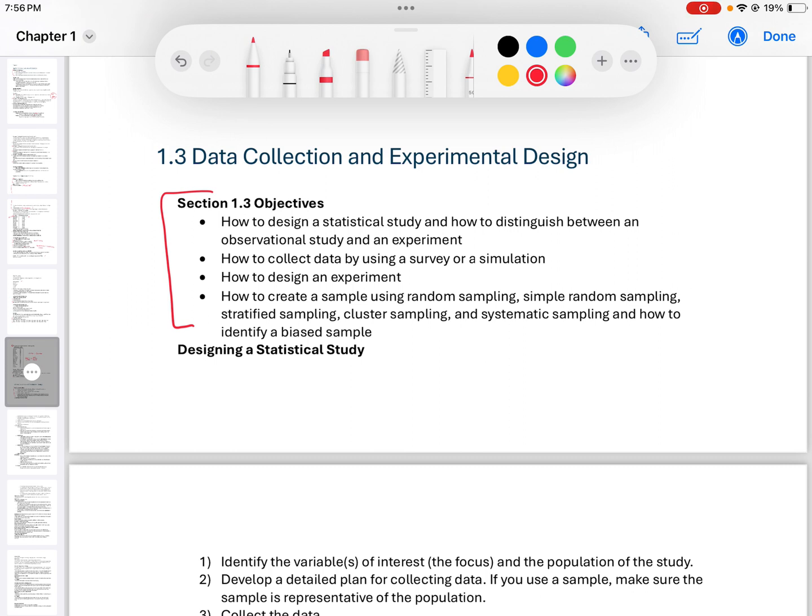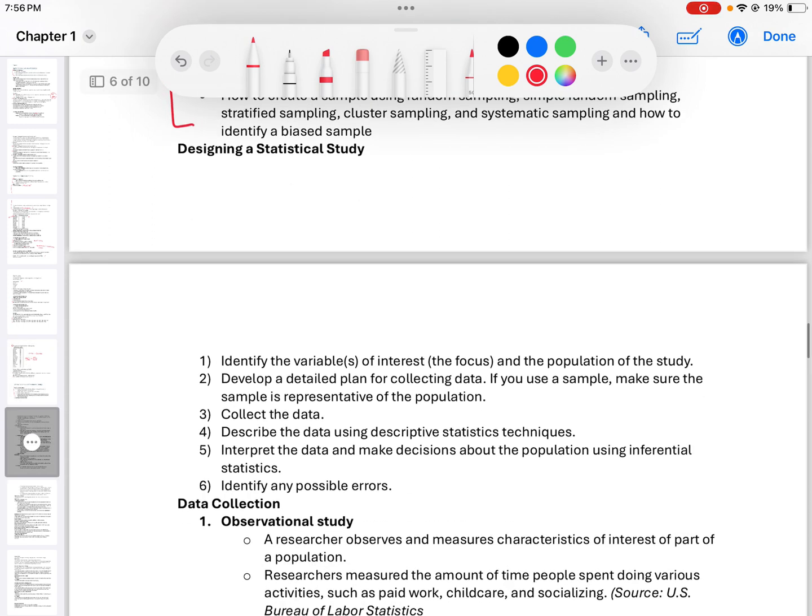So this entire section, 1.3, is about different definitions and different types of ways of collecting data and how you can manipulate that data as you may see fit for your research. The most important part of this section, I think, is designing your statistical study.